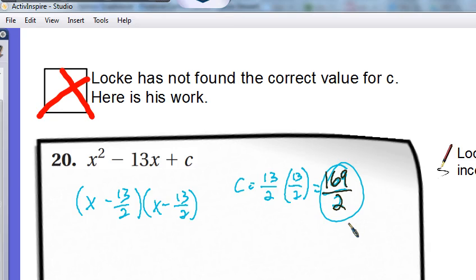It's just a common mistake: when your two fractions have the same denominator, a lot of brains say, hey, common denominator. But we're going to multiply straight across. So this would be 169 over 4. Is that what I saw at the end of the arrow? No. Okay.